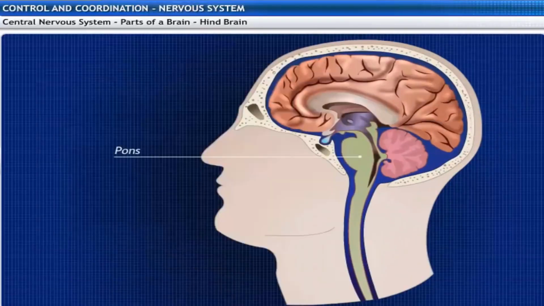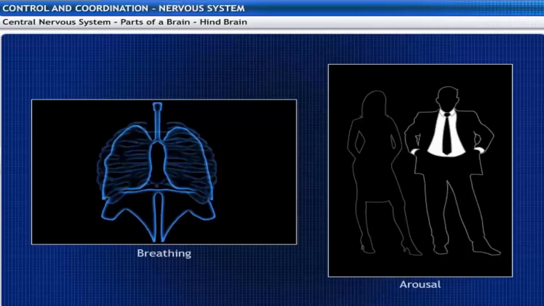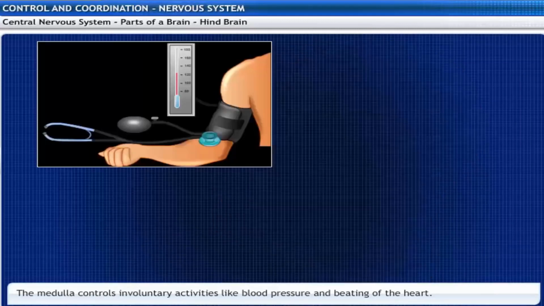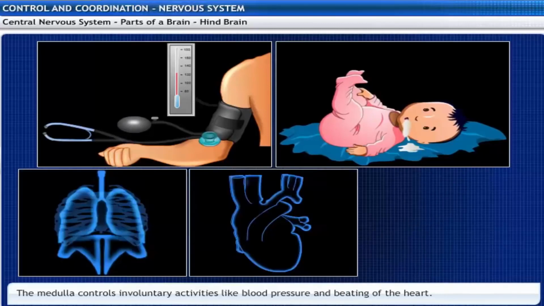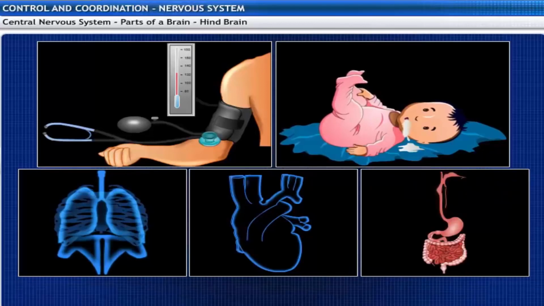The next part is the pons that carries the impulses between the cerebellum and cerebrum. It controls arousal and regulates respiration. Medulla controls involuntary activities like blood pressure, salivation, breathing, beating of the heart, and peristaltic movements of the alimentary canal.